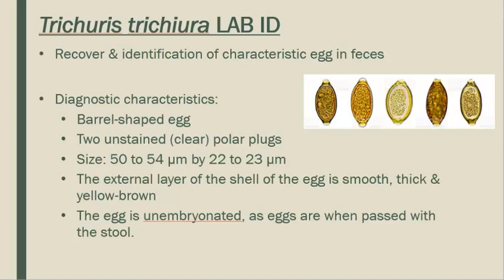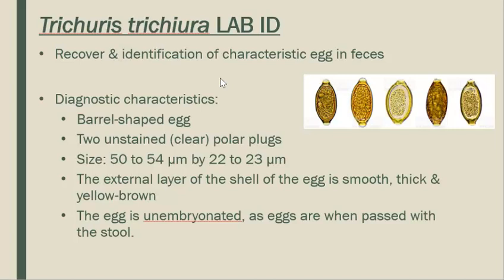So how do we ID Trichuris trichiura in the laboratory? We usually recover and ID it in feces. We look for a barrel-shaped egg, and you can see examples over there on the right-hand side. You have two unstained clear polar plugs, and what that's referring to are these structures right here on the ends. These are your polar plugs, and you'll always have those at the end of your whipworm eggs. The size is anywhere from 50 to 54 microns by 22 to 23 microns. So they're kind of football shaped.